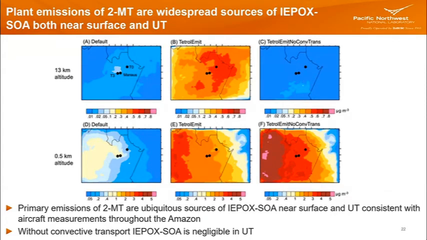So that is another evidence that once you put in the methyl tetral emissions, in the middle panel you see almost ubiquitous sources of IPOX SOA, both near the surface and in the upper troposphere. Especially for the upper troposphere, the contrast is huge. At 13 kilometer altitude, the default model, in the top panel, has almost no IPOX SOA, whereas when you have emissions of methyl tetrals, you make more IPOX SOA. And when you turn off convective transport, it again goes down to zero.